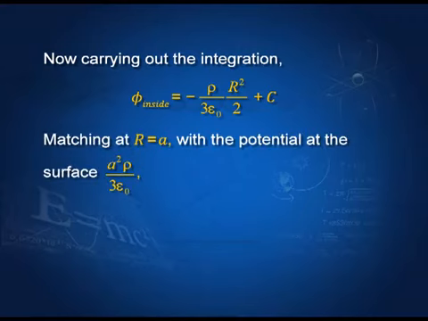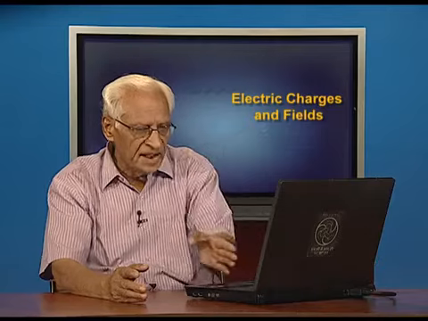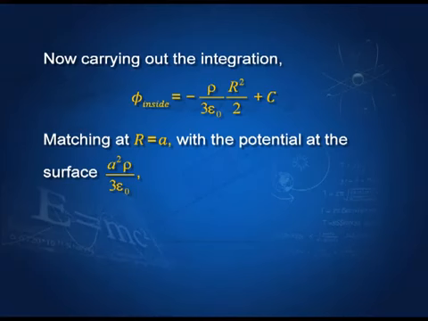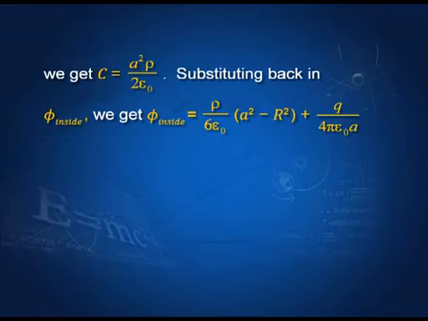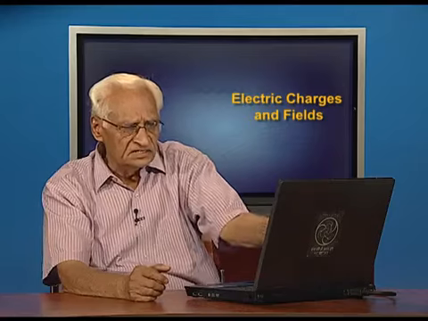And now, we match phi inside and phi at the surface, and if we match the two, then we get the constant c equal to this. We substitute it back into this equation and we get phi inside equal to rho by 6 epsilon 0 times a squared minus r squared, plus q by this. So, that is the potential inside, and you can verify this is correct.